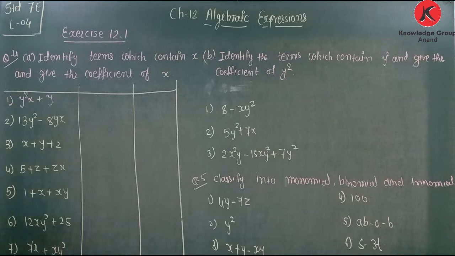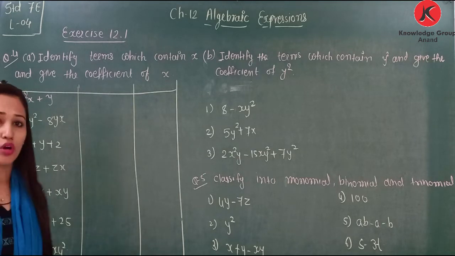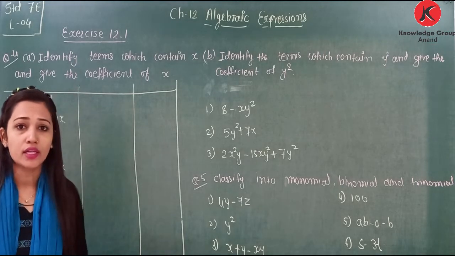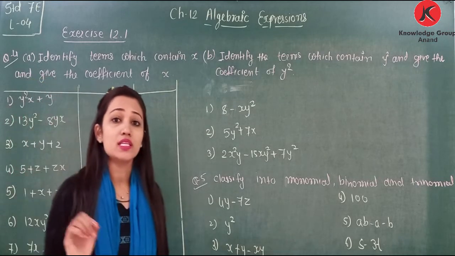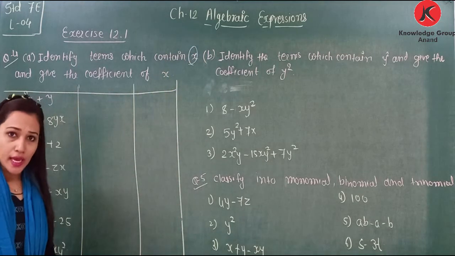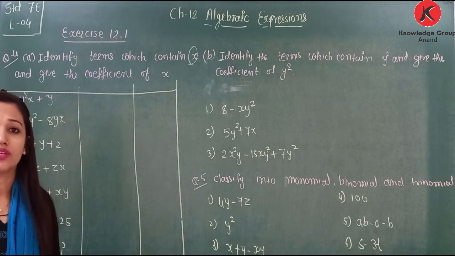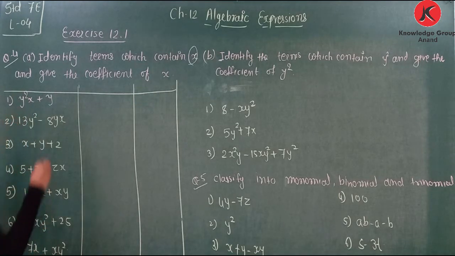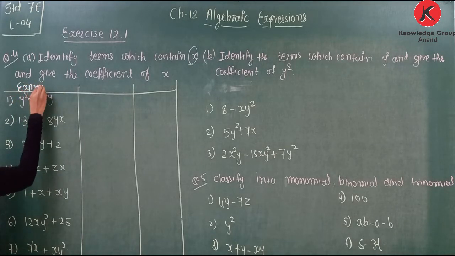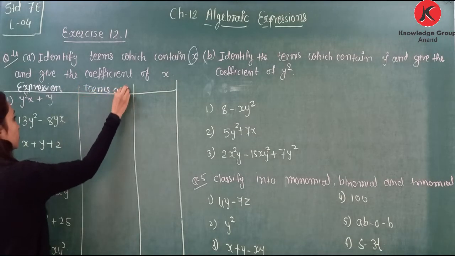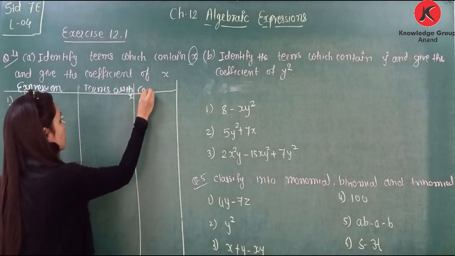So here, identify the terms which contain x and give the coefficient of x. Now we already learned about the coefficient. If it is only about the coefficient, then you need to write the algebraic term, and the number that is in multiplication with x, whatever is in multiplication with x, you need to write that as the coefficient. So let's consider the first expression. These are the expressions given. Now we need to write terms with x and then the coefficient of x.